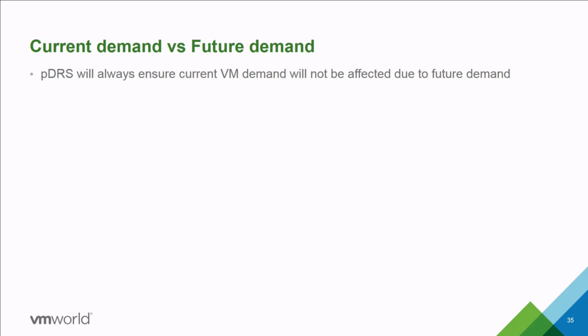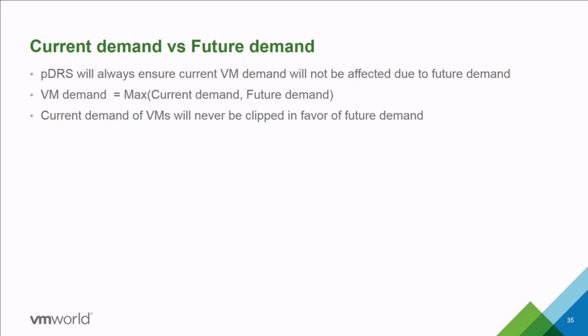To answer this, PDRS will always ensure your current VM demand will not be affected at all to favor the future requirement. This will ensure your current VM performance will not be affected at all. The way it considers the VM demand is, it always considers the maximum of current demand and the future demand. So it takes the conservative approach. The bottom line here is, current demand of your VMs will not be clipped to favor the future requirement. So this will always ensure current VM performance will not be hit.